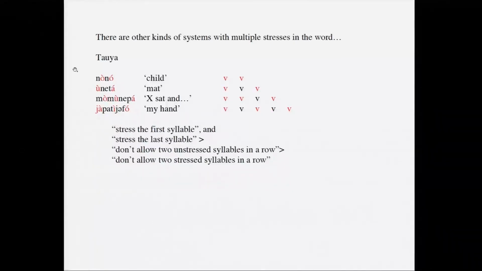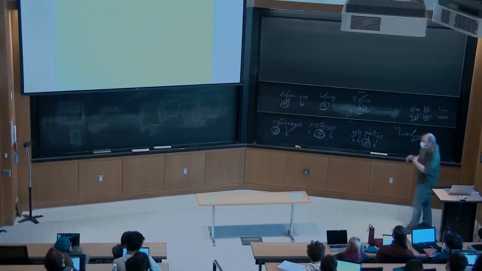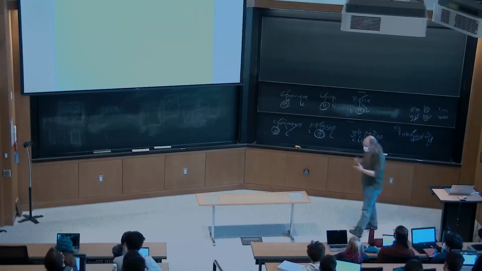This is not unlike Passamaquoddy, except you're stressing the first syllable and you are stressing the last syllable, and then you are stressing every other syllable counting backwards from the end. So you end up with bisyllables having 2 stresses, unlike in Passamaquoddy where there's only 1. That's one kind of stress system, these kinds of stress systems where you have repeated stresses.